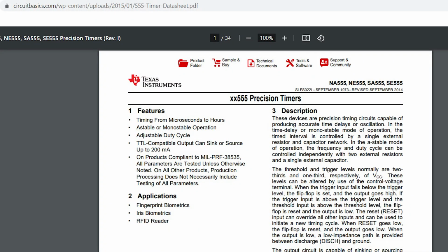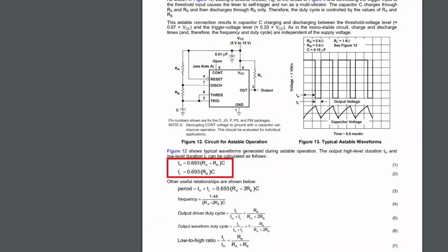Next, I want to show you the Texas Instruments 555 datasheet, and I've chosen the 2014 edition as it is quite nicely done. And here in the screenshot is the URL, so you can look this up yourself. And on page 11, we see that the formula uses 0.693 of RA plus RB times C to represent the mark time. And you can see all the rest of the formula progressions that we're about to look at as well on that page.